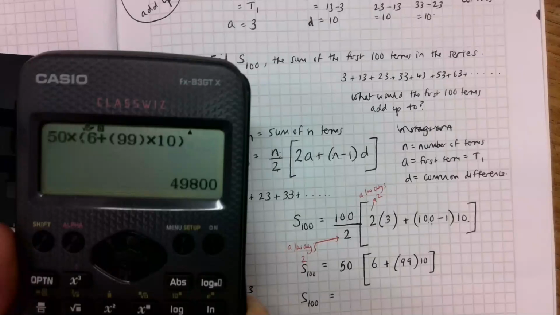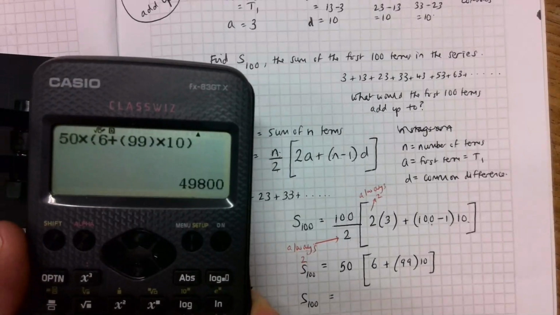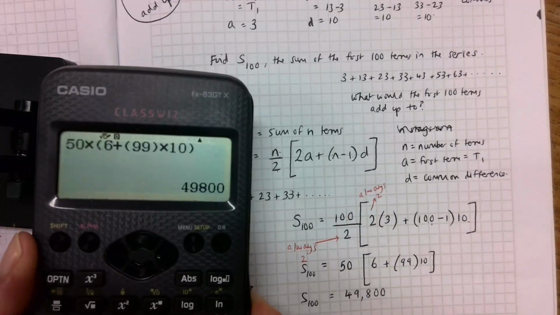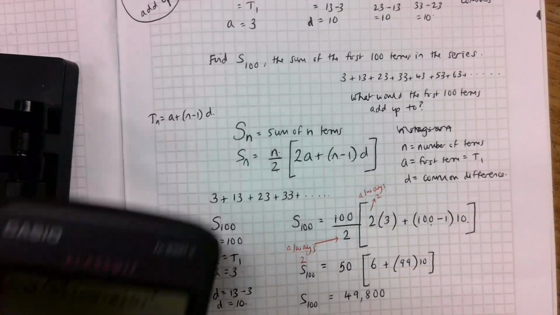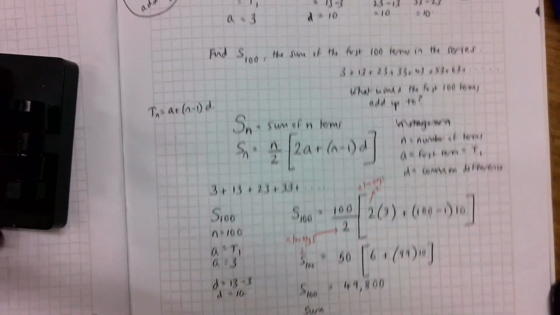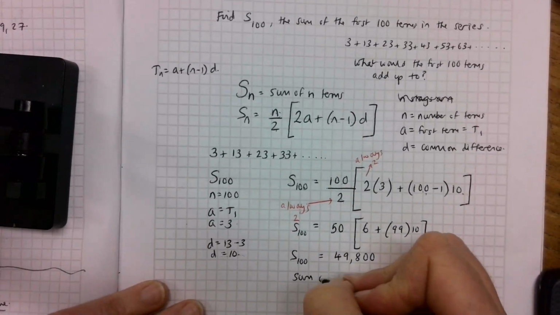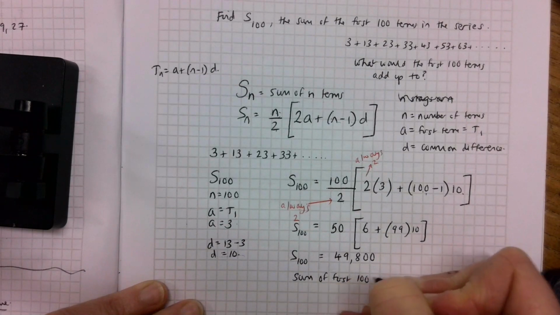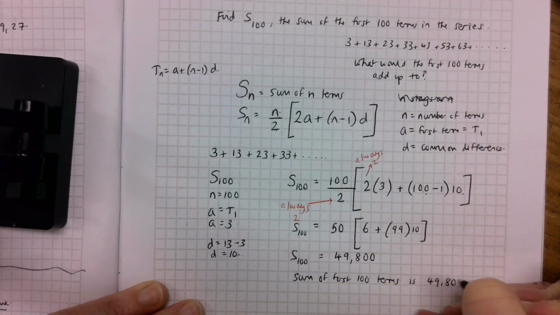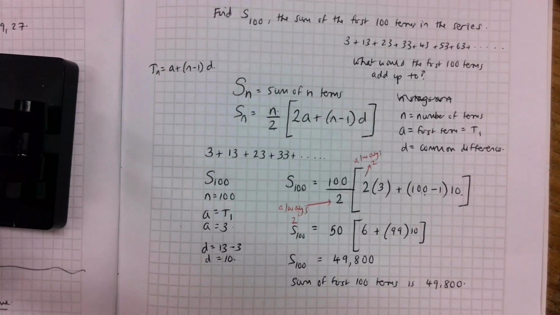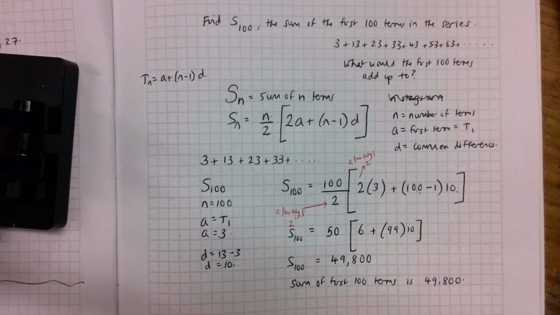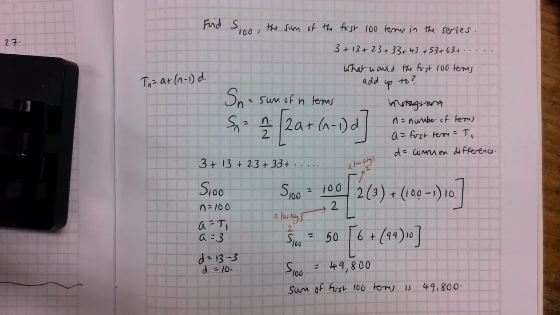So the sum of the first 100 terms of that series is 49,800. A good thing we didn't do it on our calculator. It would have taken us ages. The sum of the first 100 terms is 49,800. Okay? Look back over that again, pause it where you need to, and let's just, you can try one.